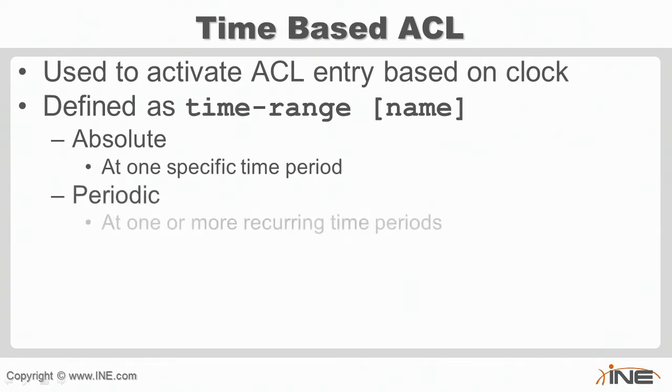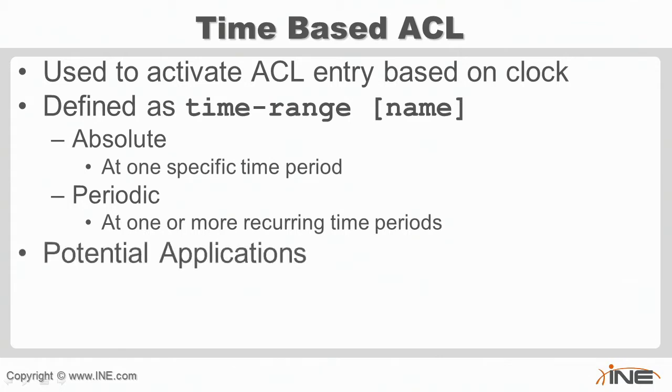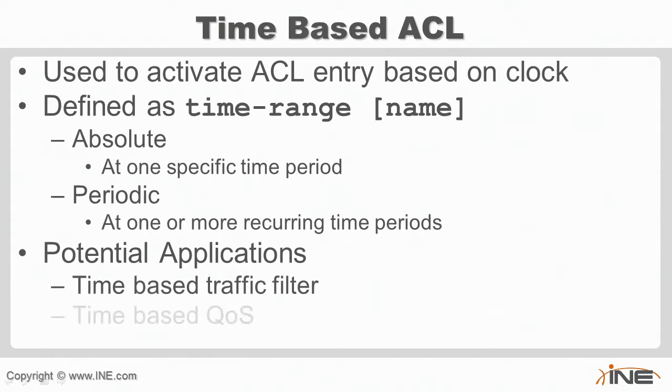We could also say periodically, like every Monday through Friday, 9 a.m. to 5 p.m., I want this ACL to be activated. But the interesting thing is that you can use this for different applications other than just a traffic filter. You could do things like time-based QoS, beyond just the time-based traffic filter. Essentially, any type of access list application, you could tie the time-based ACL to it.